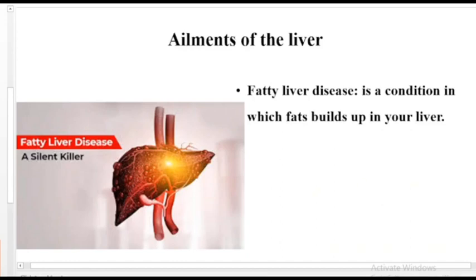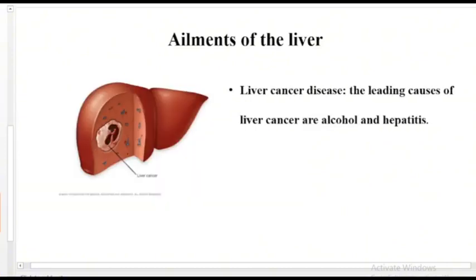We come to fatty liver disease. Fatty liver disease is a condition in which fats build up in your liver. No wonder the liver plays one role, which is to emulsify the fats, to break them from large fat droplets to smaller fatty droplets. So if too much fat has built up in your liver, you are going to have fatty liver disease. We come to another ailment of the liver, which is liver cancer. The leading causes of liver cancer are alcohol and hepatitis.